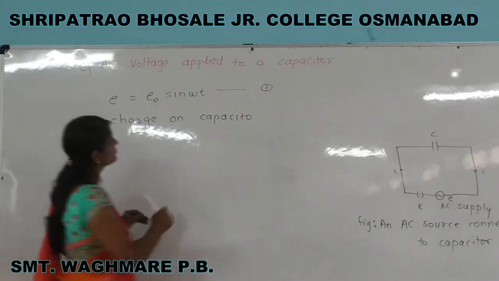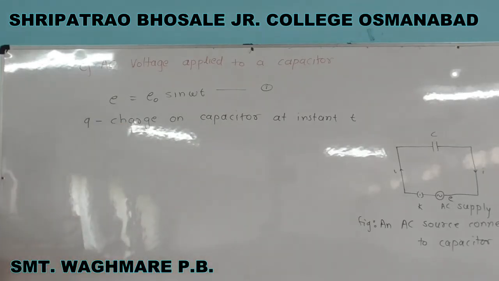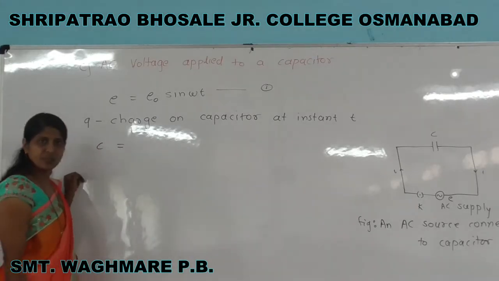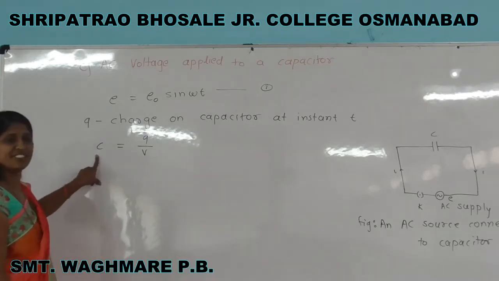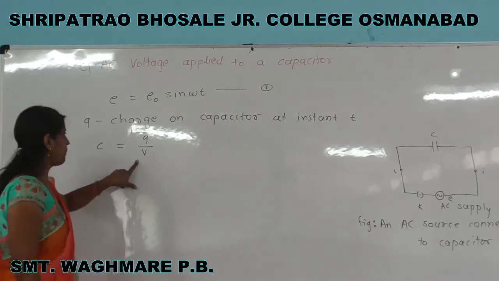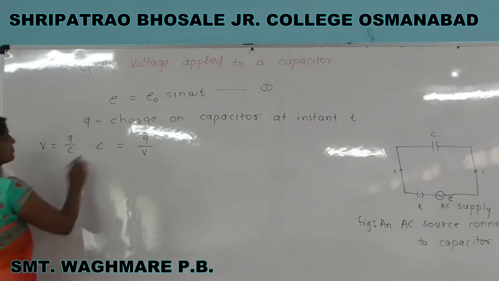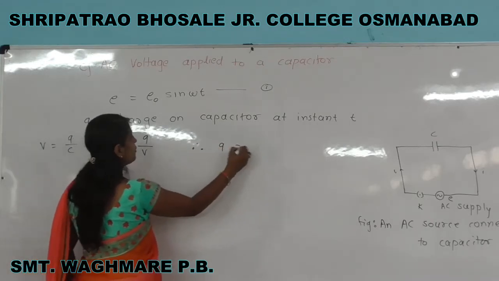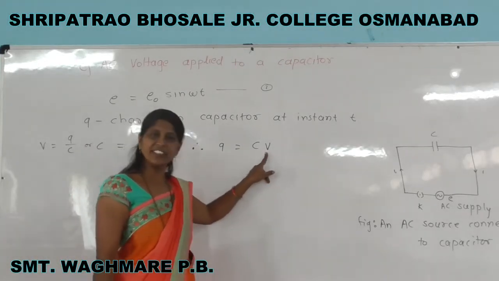At instant t, the capacitance of the capacitor is the ratio of charge and potential, and therefore the potential difference produced between the two plates of the capacitor is V equals Q upon C, or C equals Q upon V. From this equation we can write Q equals C into V, where C is the capacitance of the capacitor and V is the potential difference.